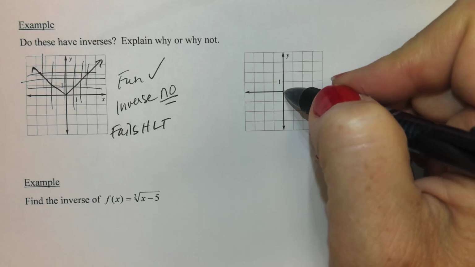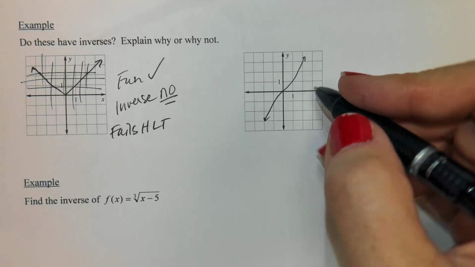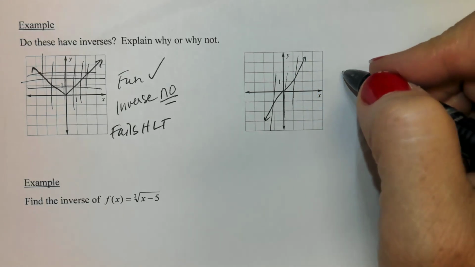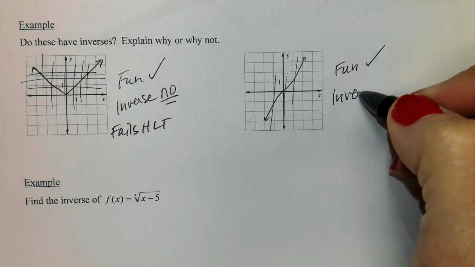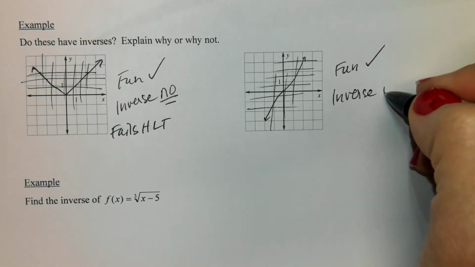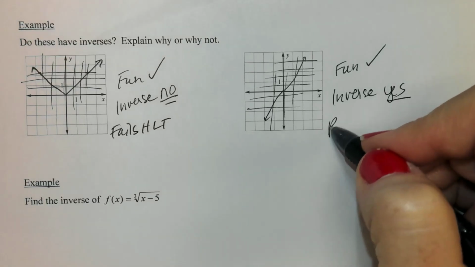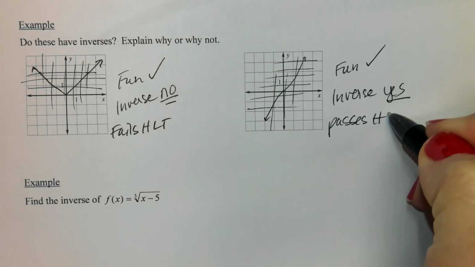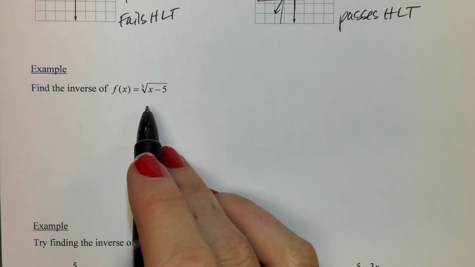The other one you have looks something like this. We kind of did that graph already. So does it pass vertical line test? Yes, it is a function. Does it pass horizontal line test? Yep, everywhere I draw a horizontal line, I only hit the function once. So this has an inverse. It passed HLT. What if I don't have a graph and I have an actual equation? How will we find the inverse?